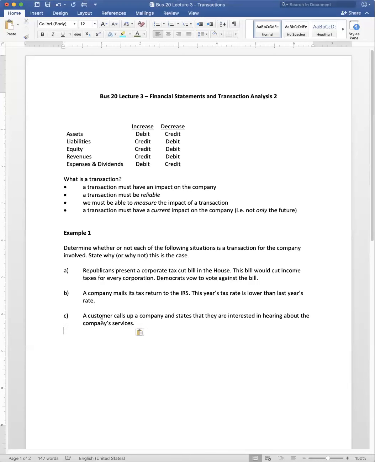So for the question, a customer calls up a company and states that they are interested in hearing about the company's services. Okay? So I call up Geico and I say, hey, I'm interested in hearing about your car insurance. Is this a transaction for the company? All right, so does it impact the company? Well, I'm calling the company, I'm asking about work that they do, so it does impact them. Is it reliable? Well, that's where things start to fall apart, right?